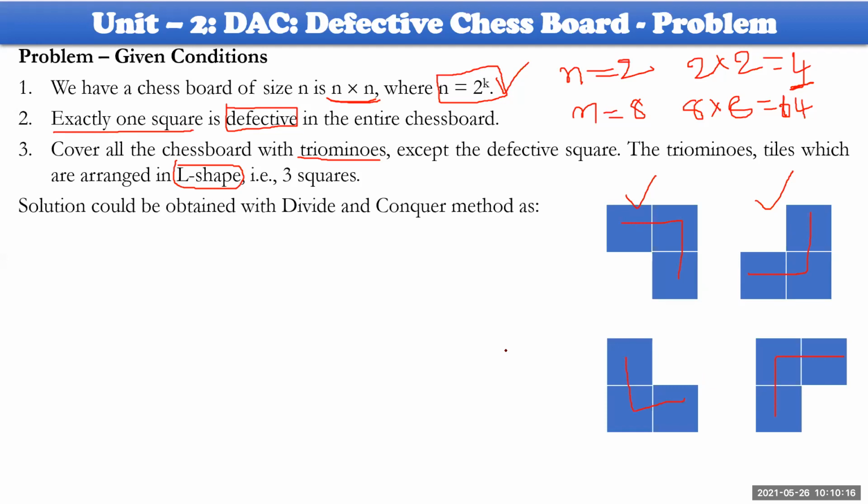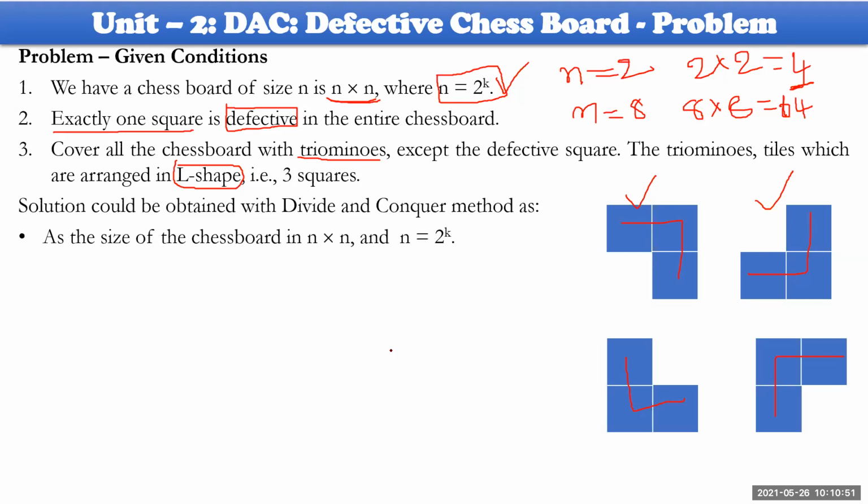Okay. Now, how could you get the solution of this? Is there any possibility to get the solution? Yes, we do have a solution. For this particular defective chessboard problem, using divide and conquer, there is a possibility to get the solution here. So then, how could you get that particular solution? Let us examine first, then we'll go ahead and discuss the complete problem.